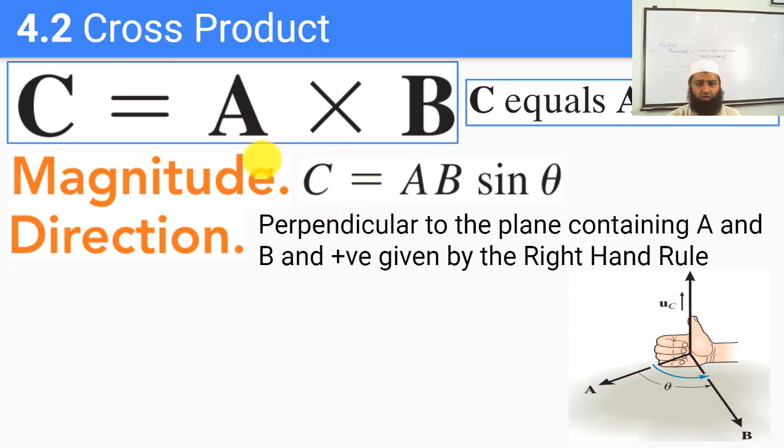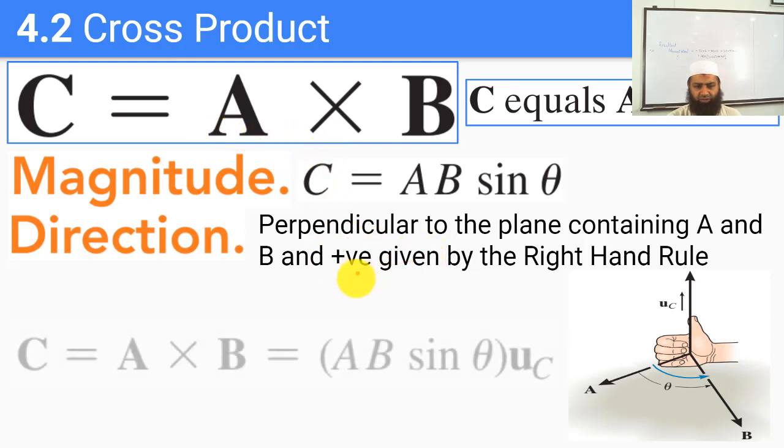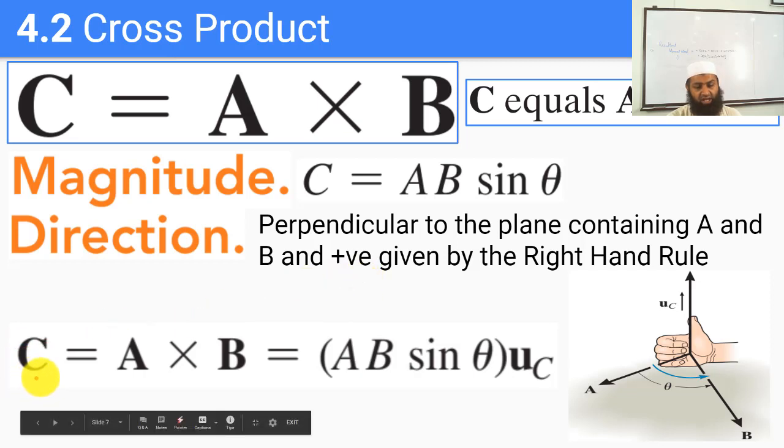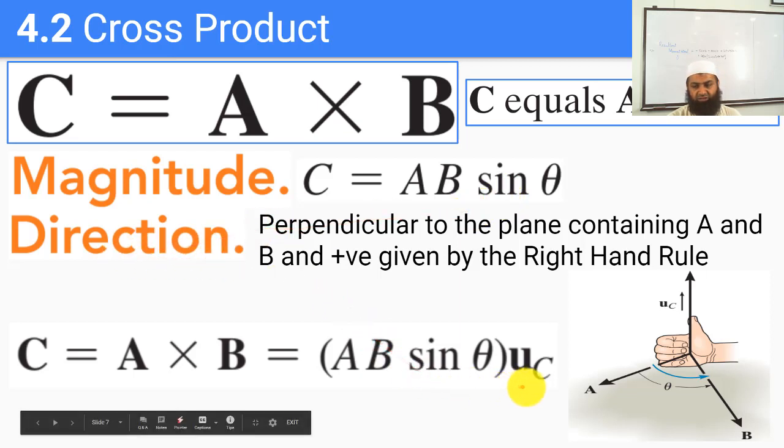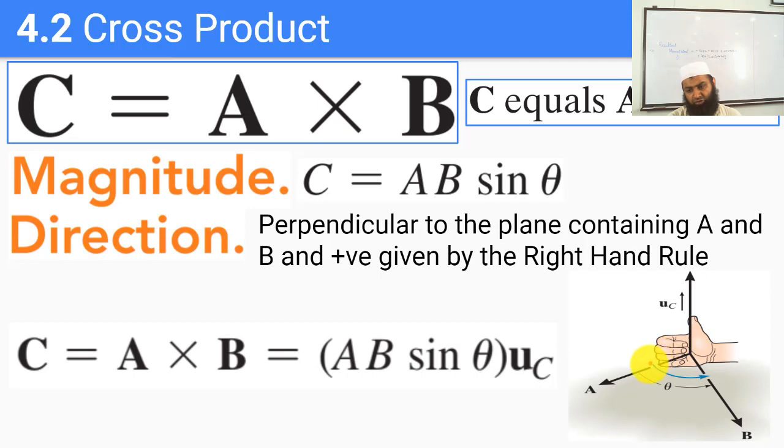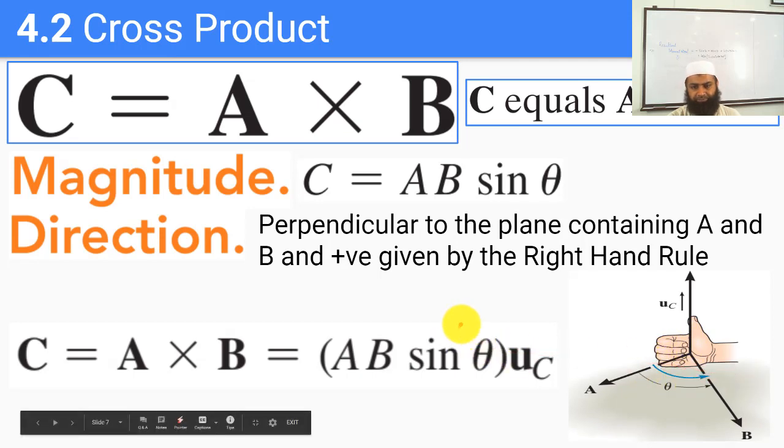Okay, so we can already understand a few properties that we'll discuss later. When we write this vector C as a vector, here we have its magnitude, which is given by AB times sine of theta, and the direction of this vector is given by the right hand rule, which is given by this unit vector, pointing in the thumb direction once we curl our right hand fingers from vector A towards vector B.